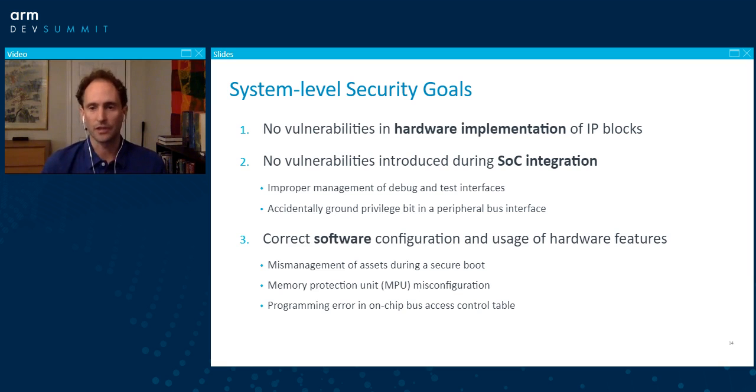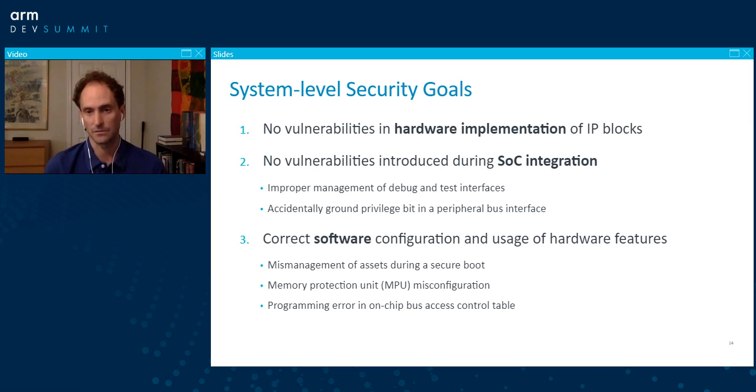Some goals to think about, which I'll talk about throughout the rest of the panel: you really want to ensure that you don't have vulnerabilities at the actual hardware implementation level. So you need to think of the secure development lifecycle, where you're looking from block level to system level to the full system. You want to make sure there are no vulnerabilities at the IP block level. You also want to make sure that you don't introduce vulnerabilities at system integration, for example, improper management of debug and test interfaces.